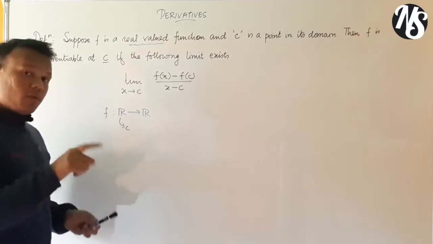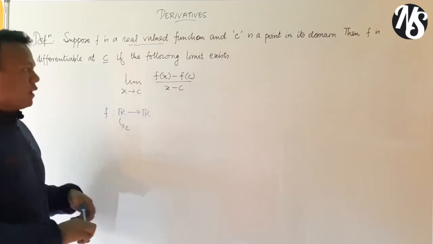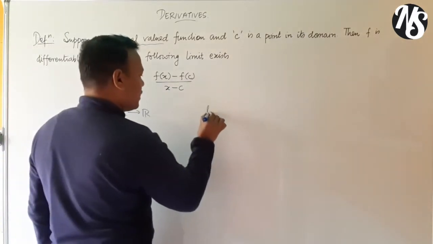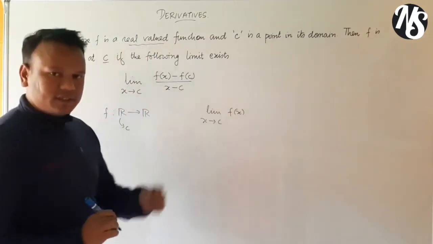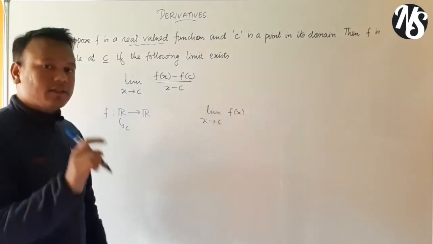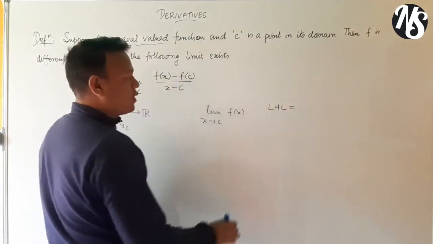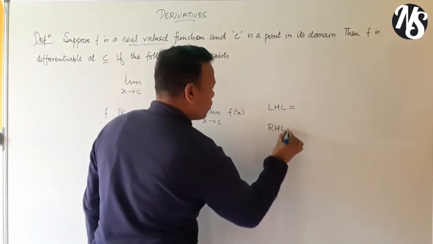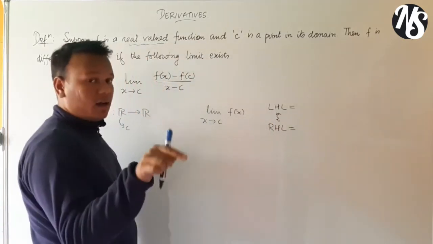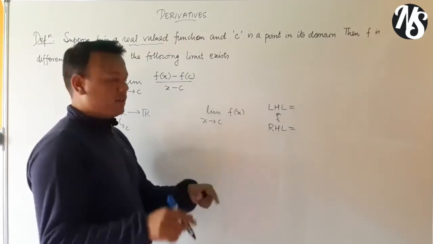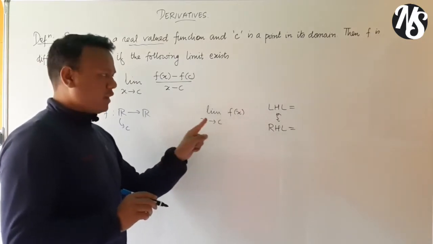Since you have already done limit of a function, let me repeat it for you. Suppose I say that limit x tends to c of f(x) exists. This means that the left hand limit and the right hand limit are both equal. So if the left hand limit and right hand limit are equal, then we say that this limit exists. Let's quickly write down the definition of left hand limit.